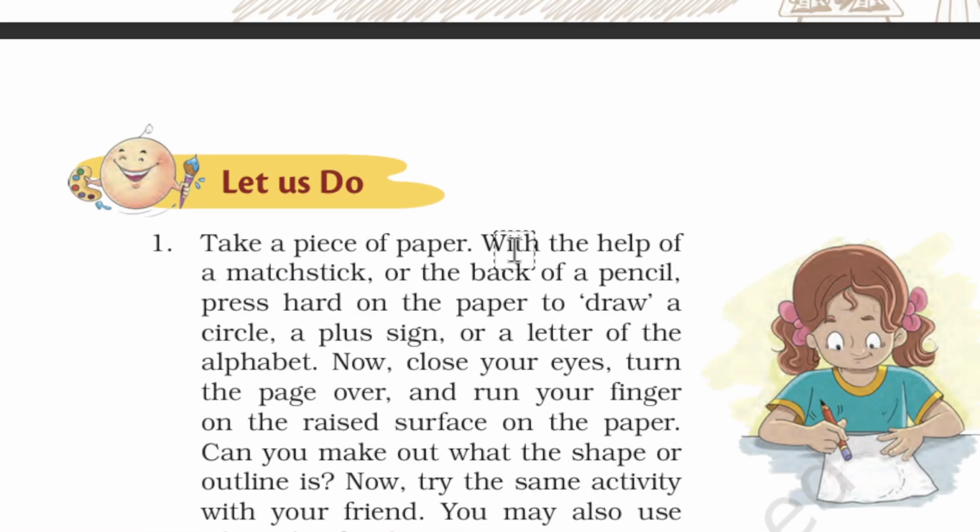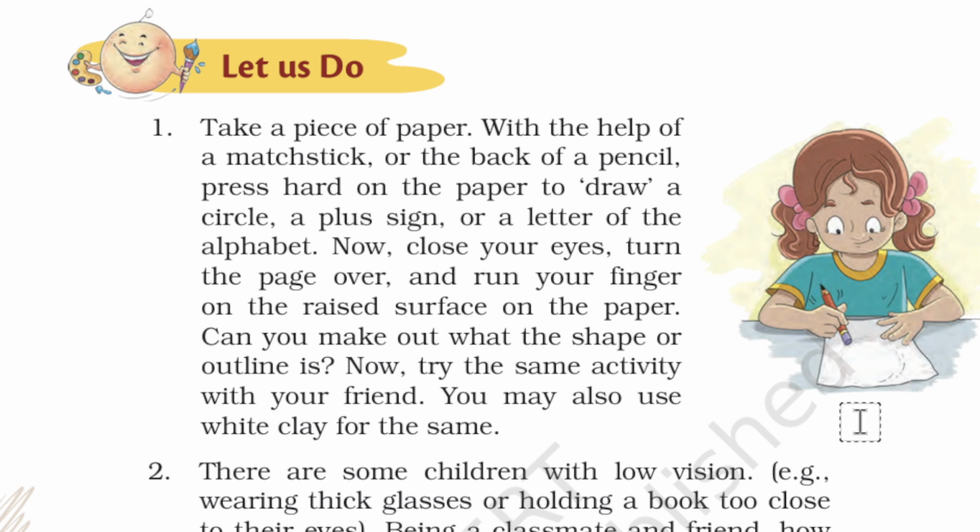So take a piece of paper and, with the help of a matchstick or a black pencil, press hard on the paper. Draw a circle and a plus sign or a letter of the alphabet. Now close your eyes, turn the page over, and run your finger over the raised surface of the paper. You can feel the shape or outline. Try this. Okay, they are just asking you to trace the letter. You can do this, students, just to find out about Braille's alphabet.